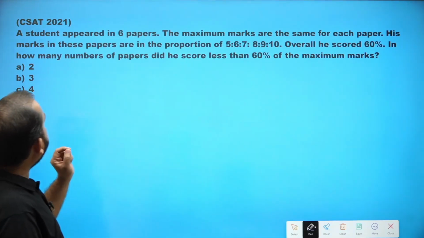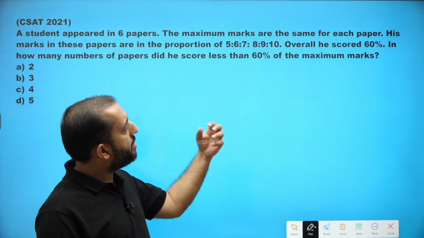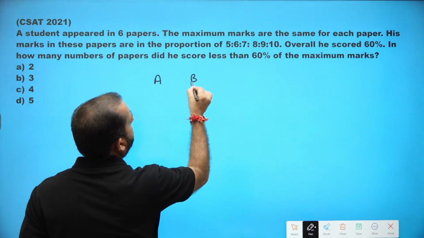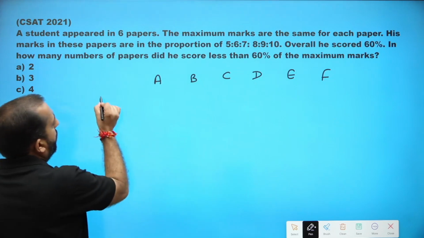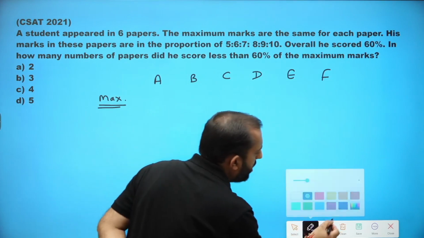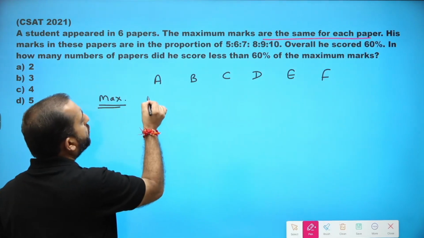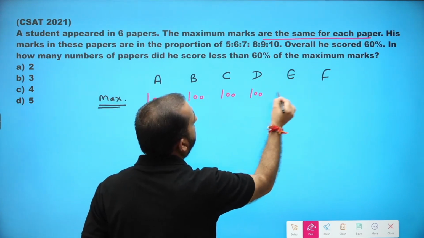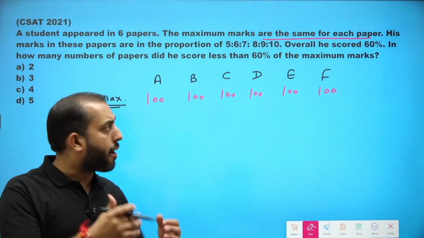Now, this says a student appeared in 6 papers. The maximum marks are the same for each paper. Let's say 6 papers are paper A, B, C, D, E, F. Now, what about maximum marks of every paper? It is given same. So let's say maximum marks of paper A were 100, paper B were 100, paper C were 100, paper D were 100, paper E were 100, and paper F were 100. Every paper was out of 100.